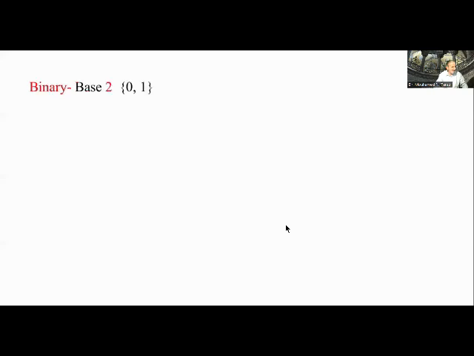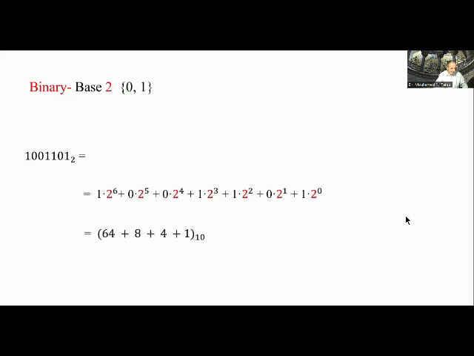Now, in binary system, base 2, you can only use 0 and 1. So now if you have this number in base 2, binary number, what does this really mean in decimal number? This means that you multiply these digits by the powers of 2. So started from here to the power 0, 1, 2, 3, 4, 5, 6. When you do the math, you get 64 for this one here, 8 for this one here, 4 and 1, and you get 77 base 10.